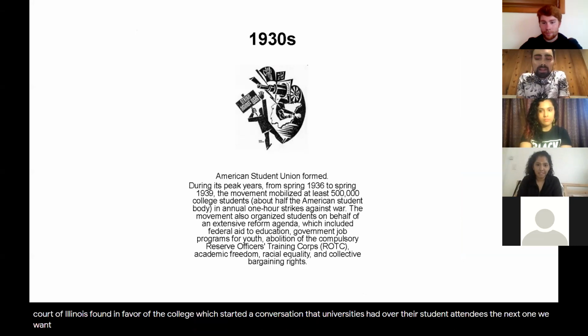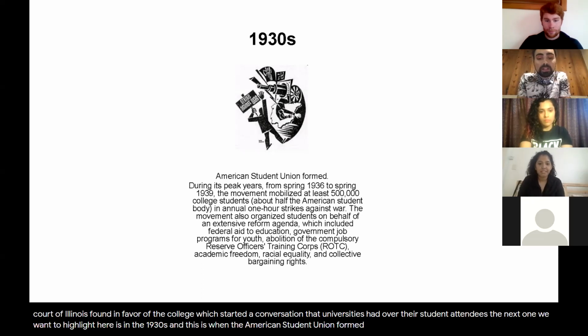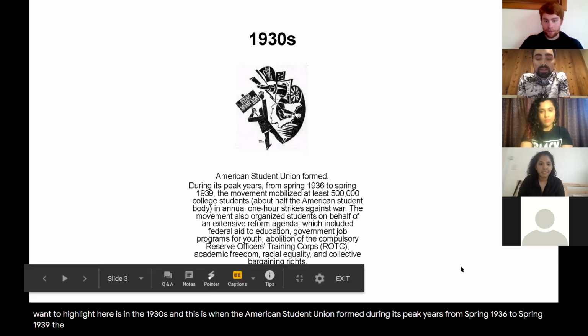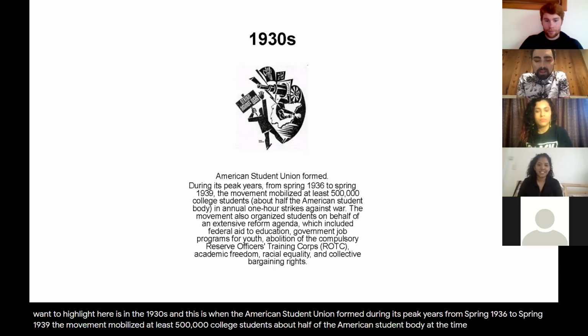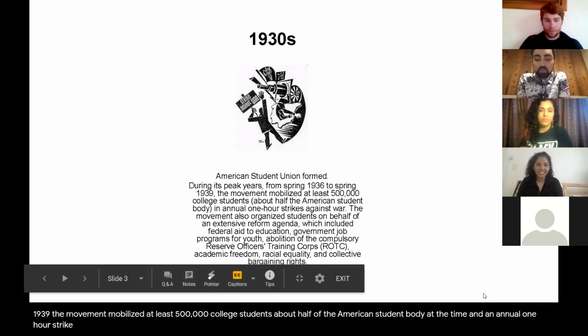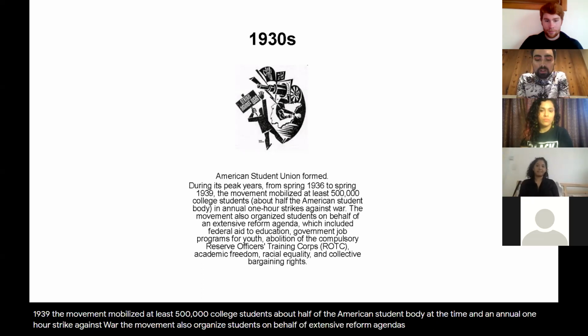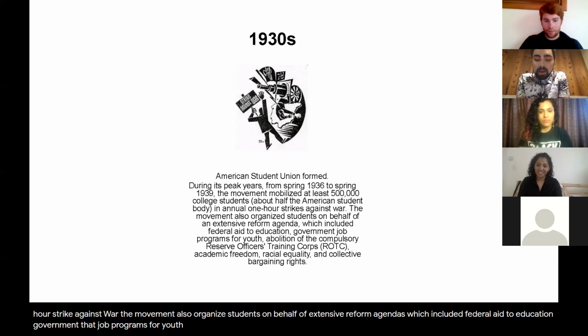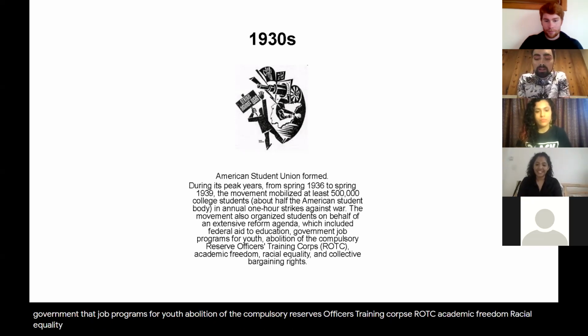The next one that we want to highlight here is in the 1930s, and this is when the American Student Union formed. During its peak years from spring 1936 to spring 1939, the movement mobilized at least 500,000 college students, about half of the American student body at the time, in an annual 1-hour strike against war. The movement also organized students on behalf of extensive reform agendas, which included federal aid to education, government job programs for youth, abolition of the compulsory Reserve Officers' Training Corps, ROTC, academic freedom, racial equality, and collective bargaining rights.